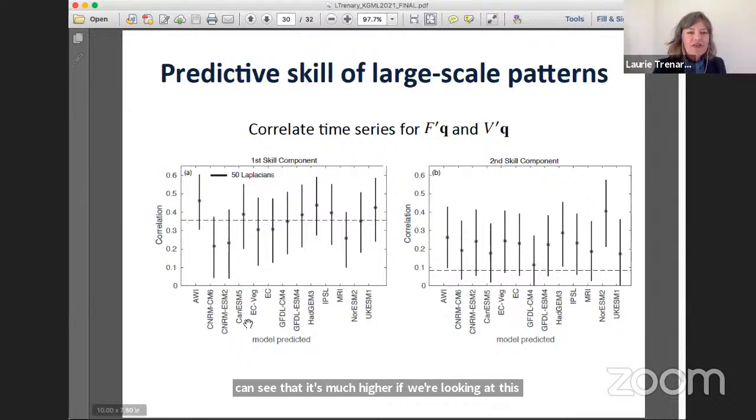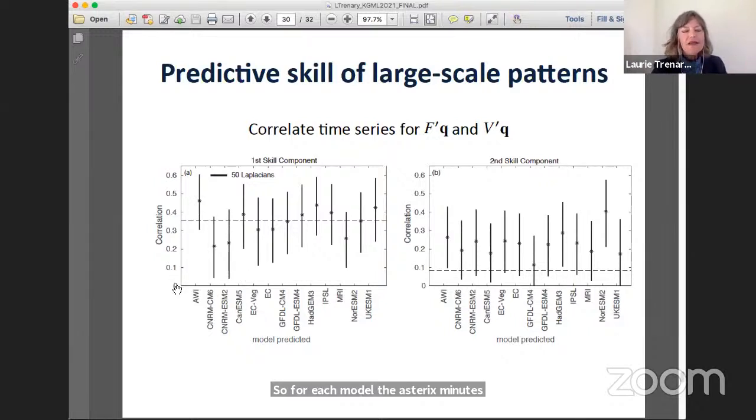And then I looked at how the skill compares in the individual models. I sampled the model data to have the same length as the observations. So for each model, the asterisk denotes the mean of the distribution of these correlations, and the bars are giving the 5th and the 95th percentile. I just wanted to see if they were consistent with observations, which they are across all the climate models. And moreover, the models are consistent with each other.